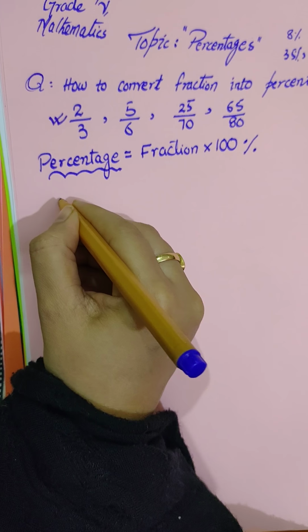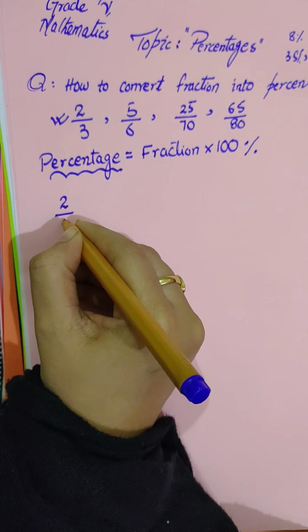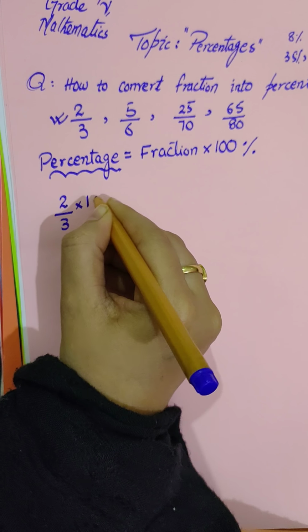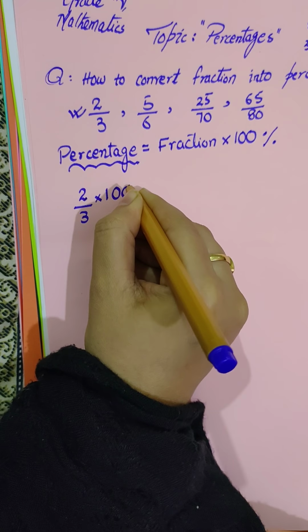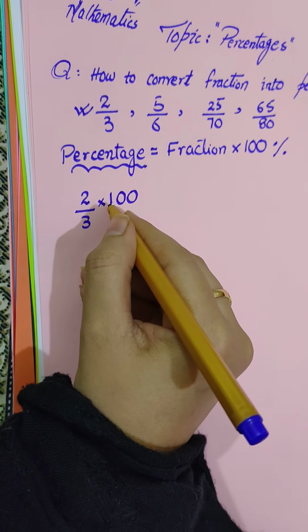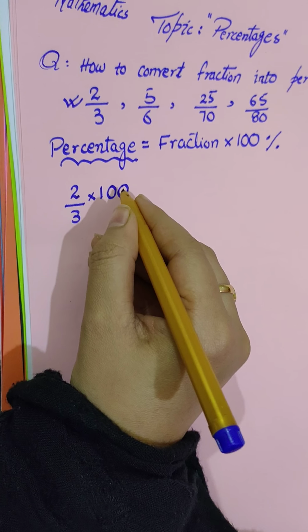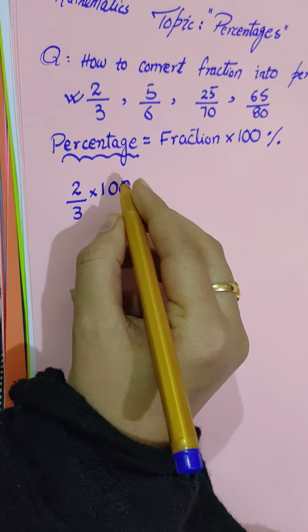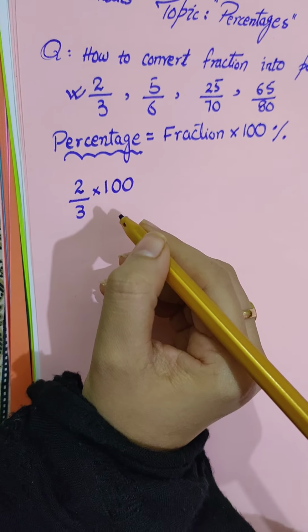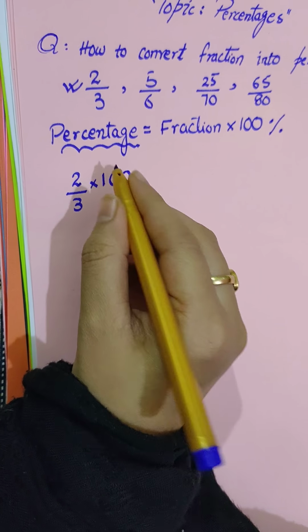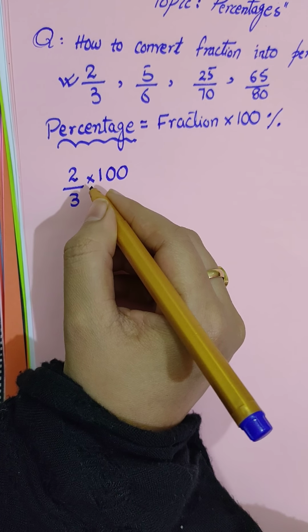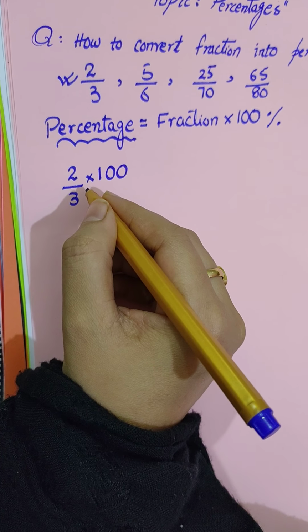So let's solve this example. 2 over 3 multiplied by 100, right? Here you have to multiply by 100 with the numerator, not with the denominator. 2 divided by 3 multiplied by 100. Now we have three numbers, 2 and 100 in the numerator and 3 in the denominator. What you have to do is think about which two numbers can be simplified. At one time you can simplify only two values.